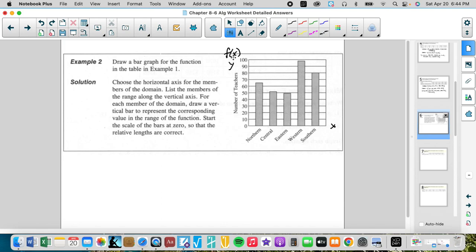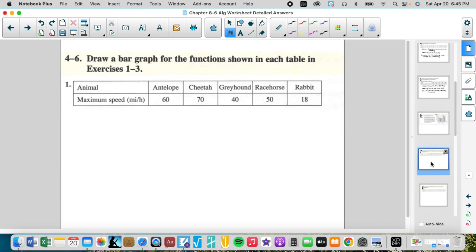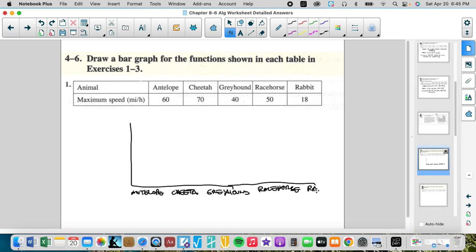So we saw that in the first example: northern, central, eastern, western, southern, and then we saw the values, and they are approximate. So yes, here we go again. So let's draw, and now we're going to have antelope, we're going to have cheetah, we're going to have greyhound. Now let's see our artistic skills. Then we're going to have racehorse. And we're going to have rabbit.